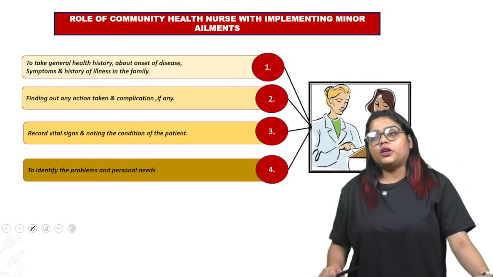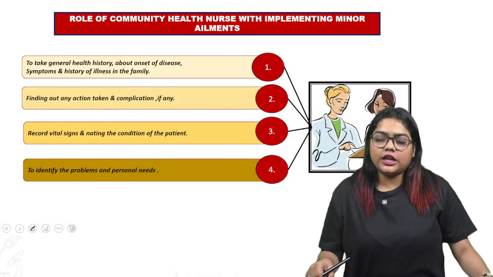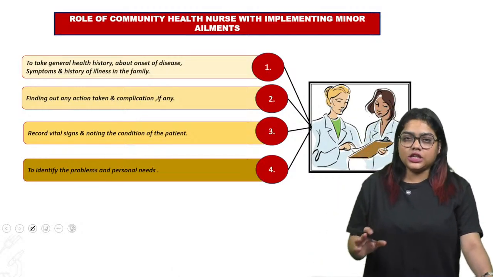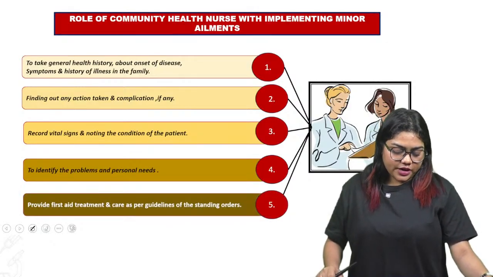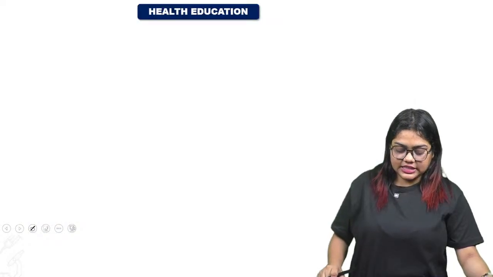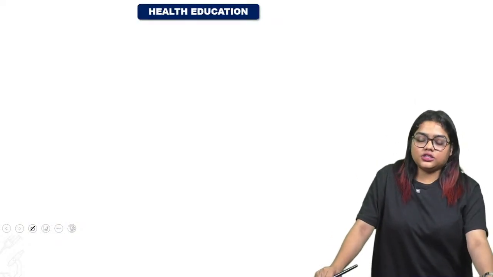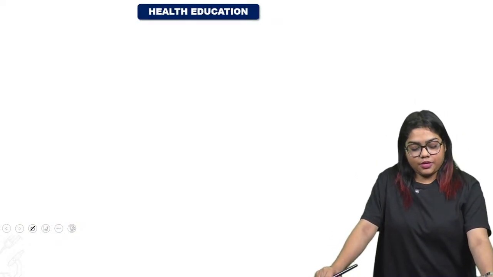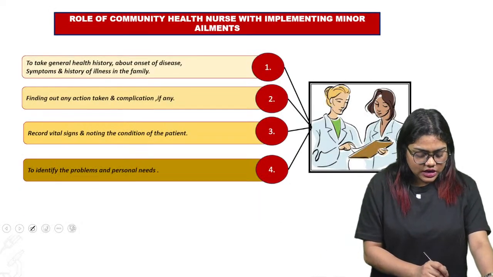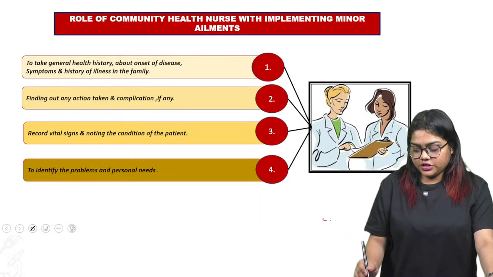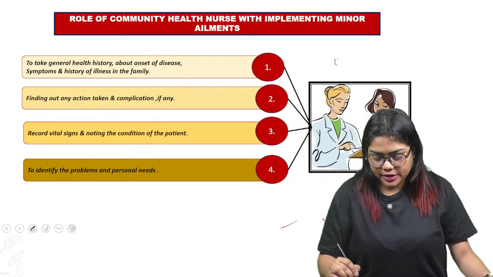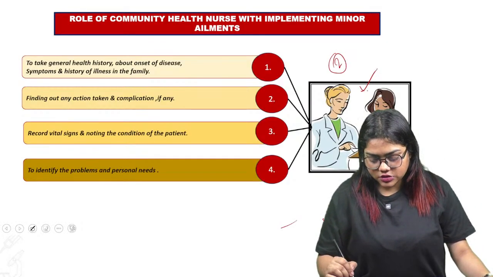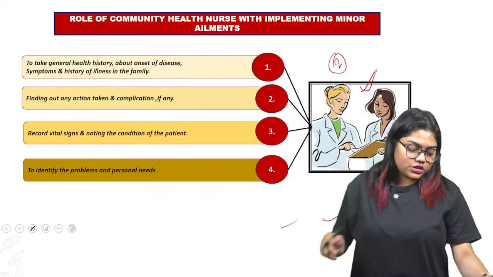Okay, so if a person has any kind of minor ailment or any kind of disease, we have to figure out what the need of the person is. Then provide the first aid treatment and care as per the guidelines and standing orders. Okay, so these are about the role of the community health nurse. Okay, implementing minor orders can come for 2 marks. Okay, don't forget to write it down.